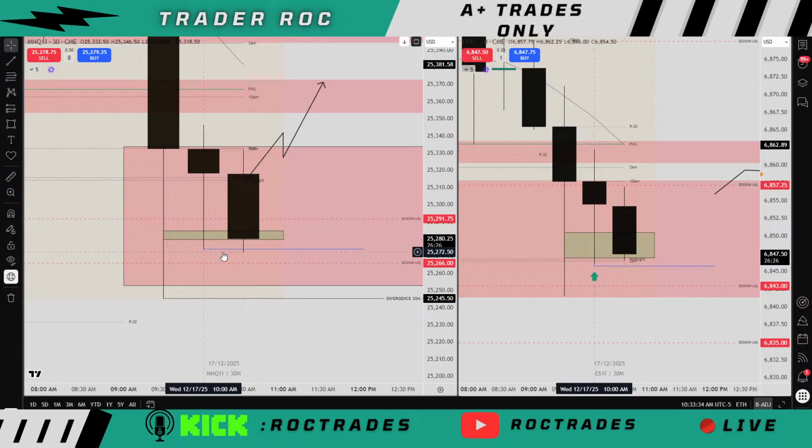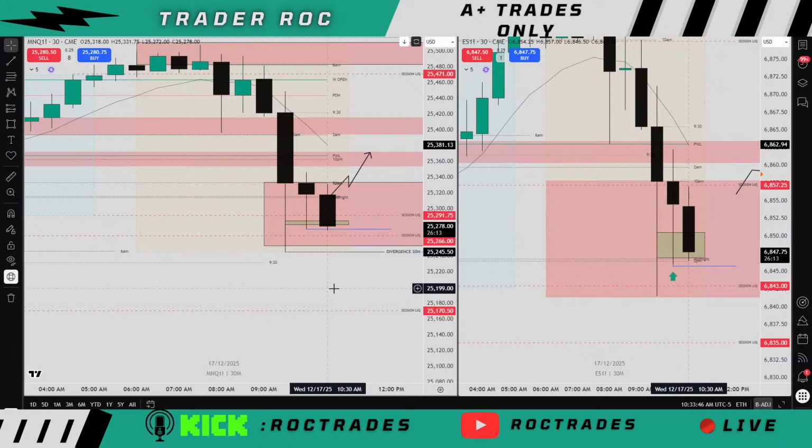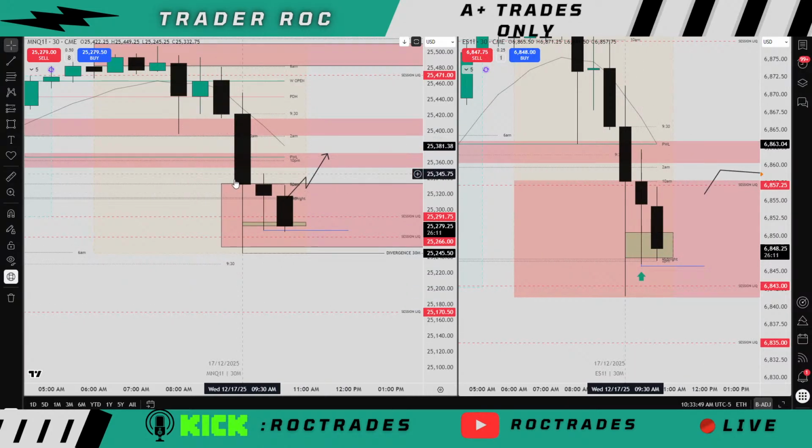So we do take out this low here. All right, so let's see what happens now. Do we get a strong reaction off of this sweep? Or is price about to just completely rip through? I doubt it. We have this 30-minute gap up here that hasn't been filled. So I should actually highlight this as well.